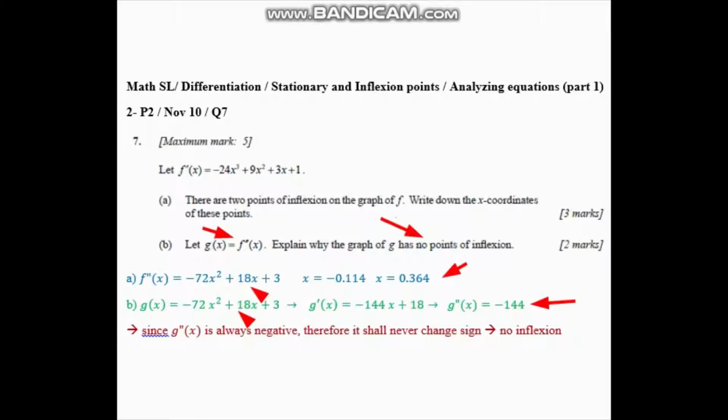This is simple differentiation. Now, why does this graph right there have no point of inflection? Simply because g double dash is always negative. Since g double dash is always negative, then there is no change of sign. It will never be 0 and it will never change its sign. So since g double dash shall never change sign, g shall never change concavity. Hence, g shall never have an inflection point.